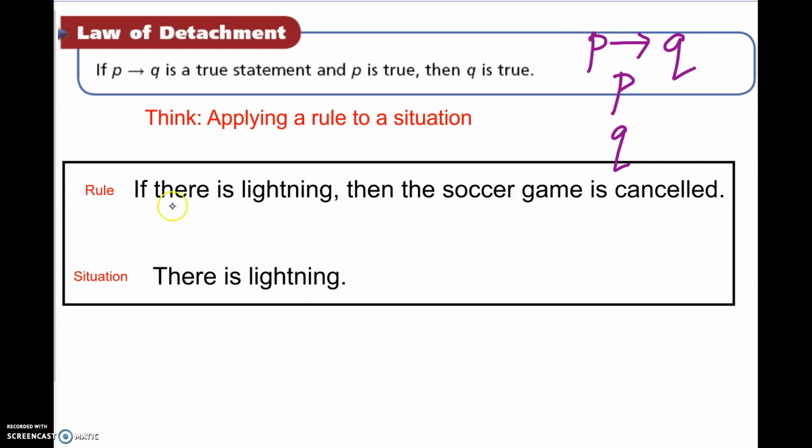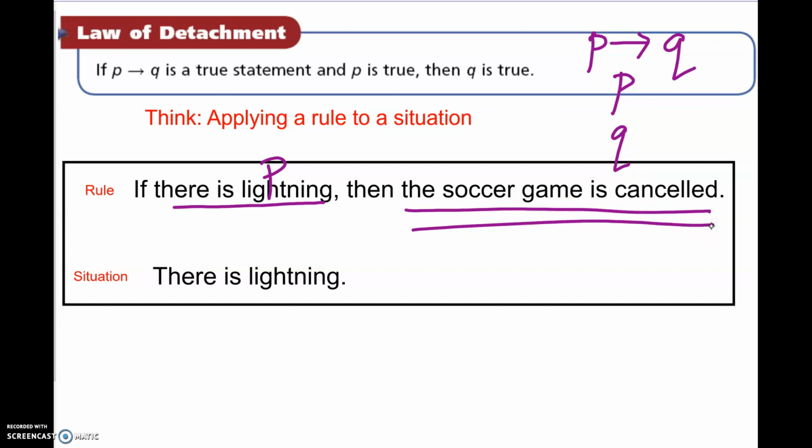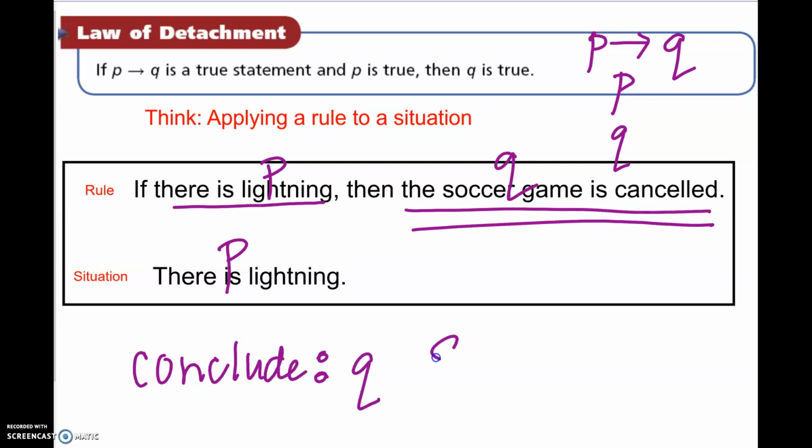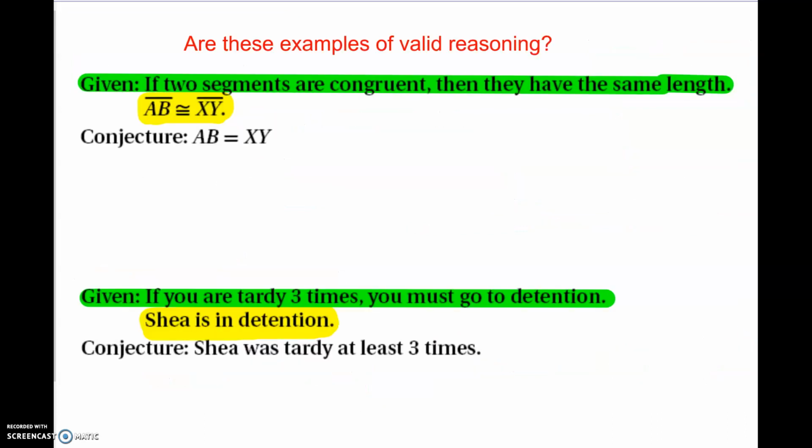Okay, so if there's lightning, that's the first thing, so that's P. Then the soccer game is canceled, that's Q. So there is lightning, P happened. What can we conclude? We can conclude Q, which is that the soccer game is canceled. It followed the law of detachment, and so we can say soccer is canceled.